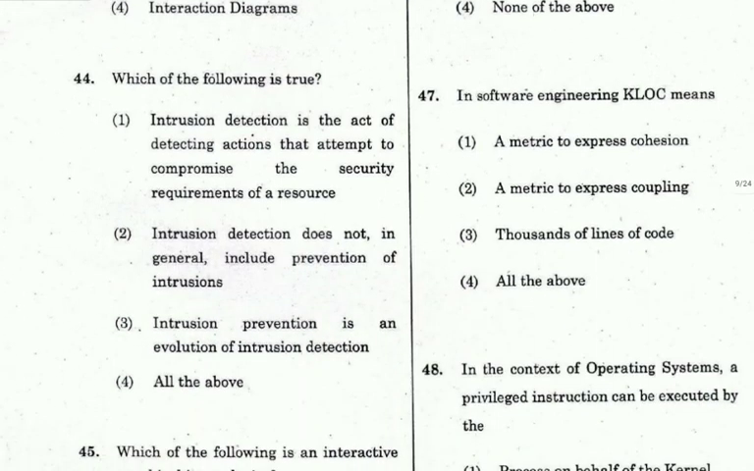In software engineering, KLOC, the full form is kilo lines of code, measures software size and complexity. It doesn't measure cohesion or coupling directly. So option 3 is the correct answer. That is thousands of lines of code. So kilo lines means 1000 here. Option 3 is the correct answer.